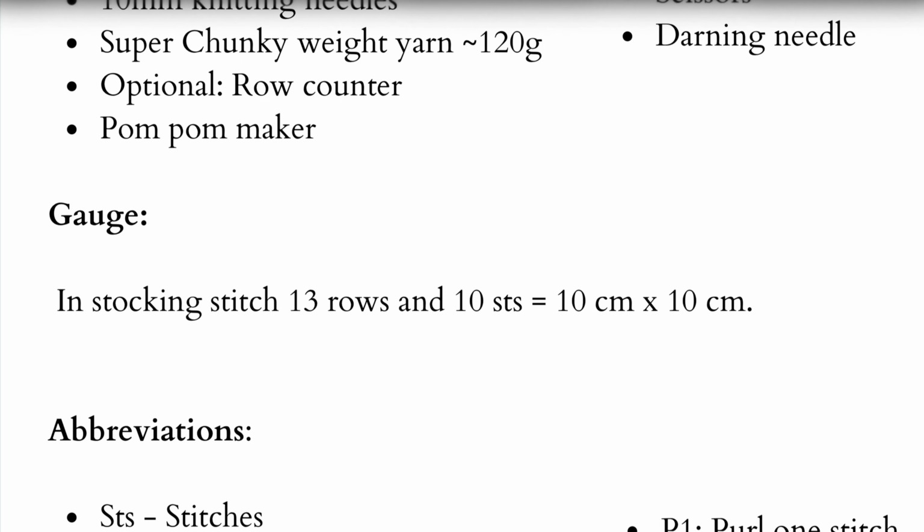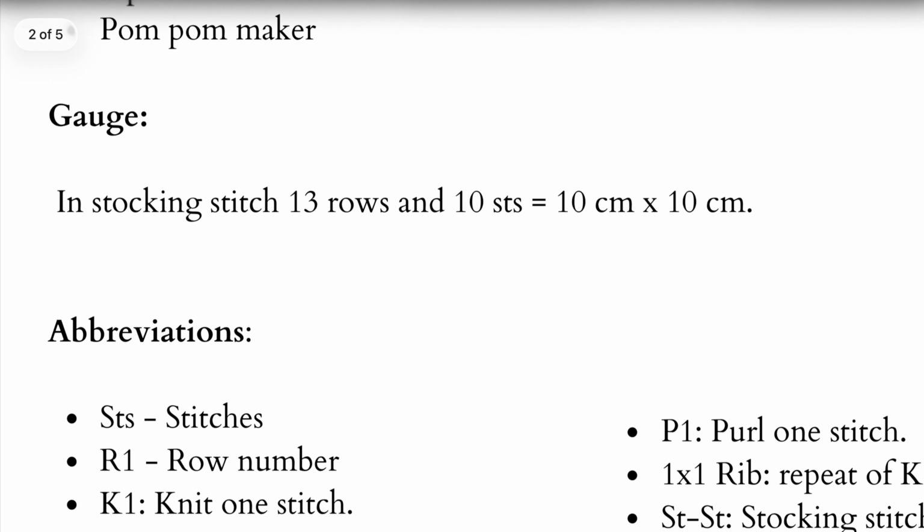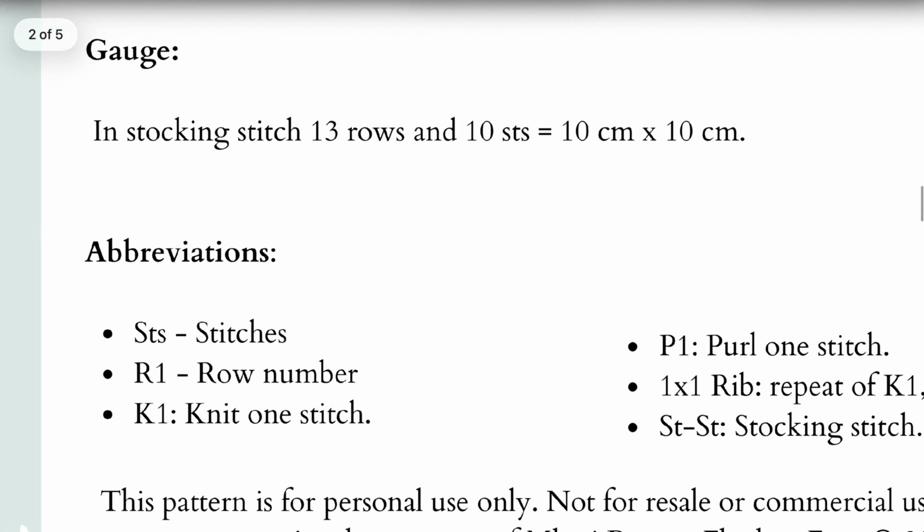Equally, if you're getting less than 13 rows and 10 stitches for 10 centimeters, then you need to increase the size of your knitting needles. That's the only way you can alter it. And that's important because otherwise the potential for this pattern is the hat won't fit. So try a check square to make sure that you are knitting to the gauge that's stated on the pattern and alter the needle size, not your tension or style.